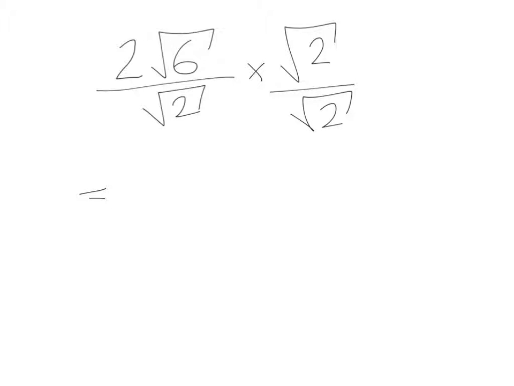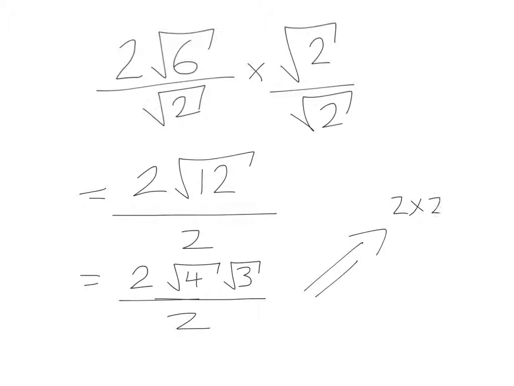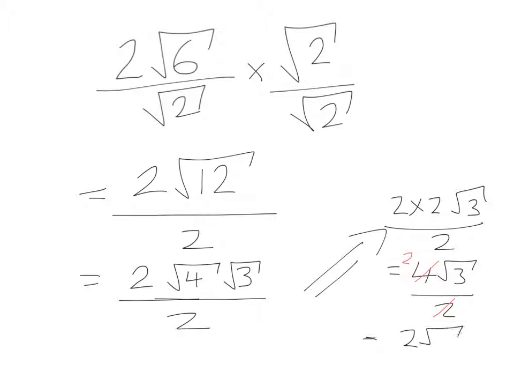So at the top, I'm going to have 2 root 12, and that is going to be divided by 2, because root 2 times root 2 is 2. At the top, I can simplify root 12. I can simplify that to root 4 root 3, and that's all divided by 2. I'm just going to continue my working up here. We're going to have 2 times 2 root 3, which is 4 root 3 over 2. And we can cancel because things are multiplying. So I'm going to be left with 2 root 3.